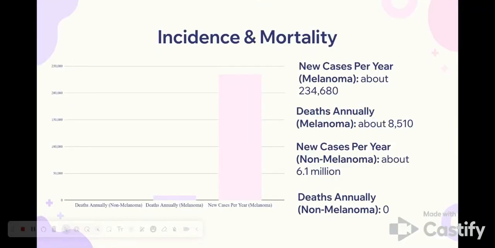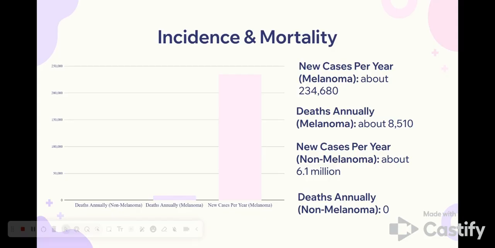Incidence and mortality. In the United States, skin cancer is the most common form of cancer. Like I said before, it has two different main types, melanoma and non-melanoma. When it comes to melanoma, there are about 112,000 invasive melanomas to be diagnosed. This is a 2026 estimate, plus roughly about 122,680 non-invasive cases, for a total of about 234,680 melanoma cases. For the deaths when it comes to melanoma, about 8,510 people are expected to die from melanoma this year.